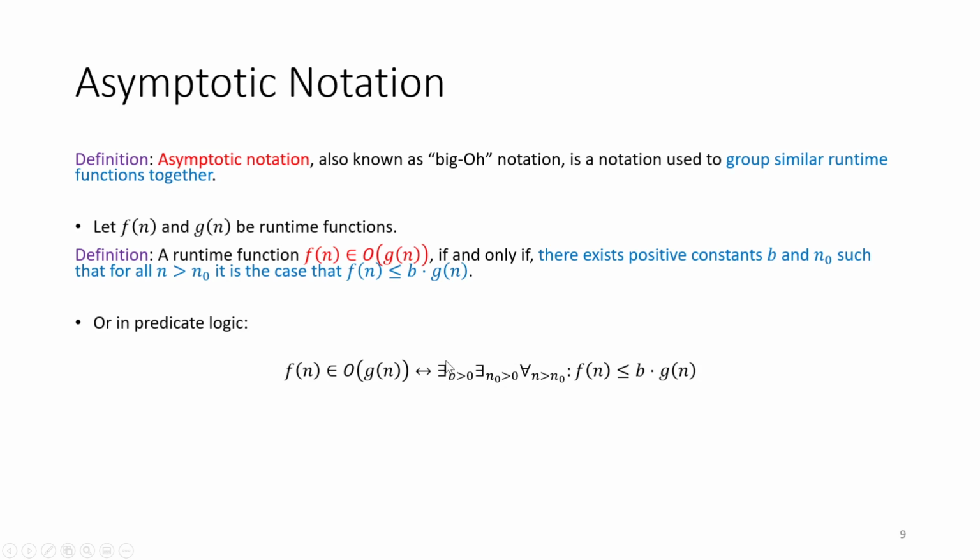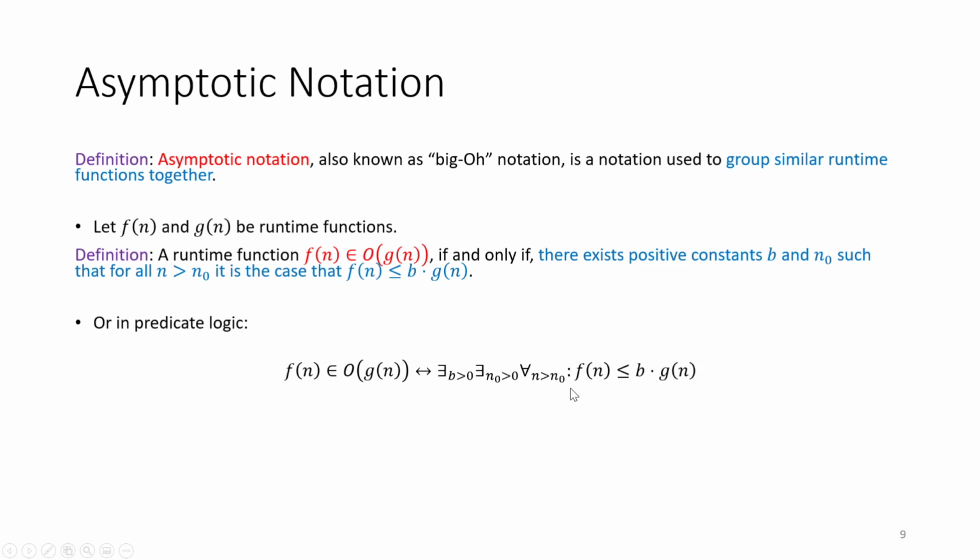It says there exists a b greater than 0. So that's our positive constant b. There exists an n naught greater than 0. That's our positive constant n naught. Okay, there exists, such that for all n greater than n naught.